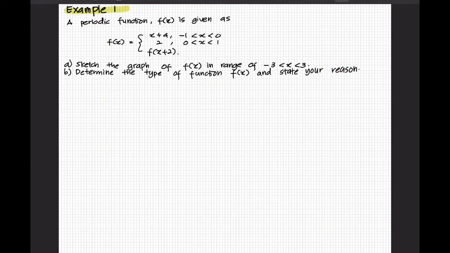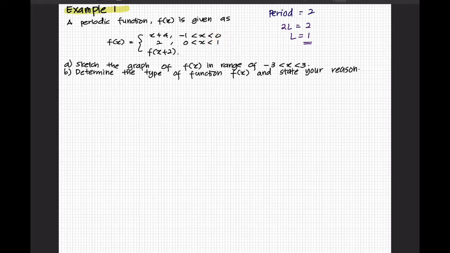Okay, let's sketch the graph for this example. Okay, from this periodic function, you can see that the period is 2. Period equal to 2. So the period is 2L. So 2L equal to 2. L equal to 1. Or you can simply look at the range of x here. For a periodic function, the range is from -L to L. So L equal to 1.